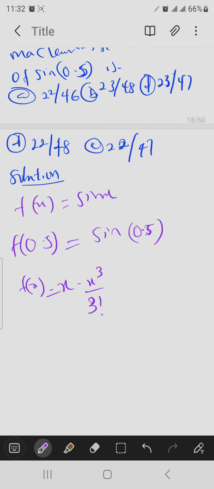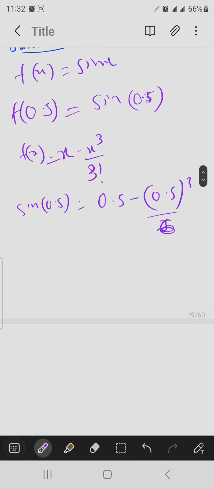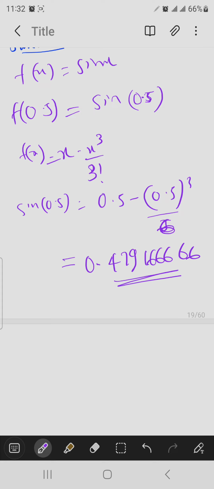So now continue this. We are going to have sine of 0.5. We now have 0.5 minus 0.5 cubed over 3 factorial, which will be 6. So when you solve this, you are going to have 0.479166666. That's what you're going to have. This is what you're going to have.